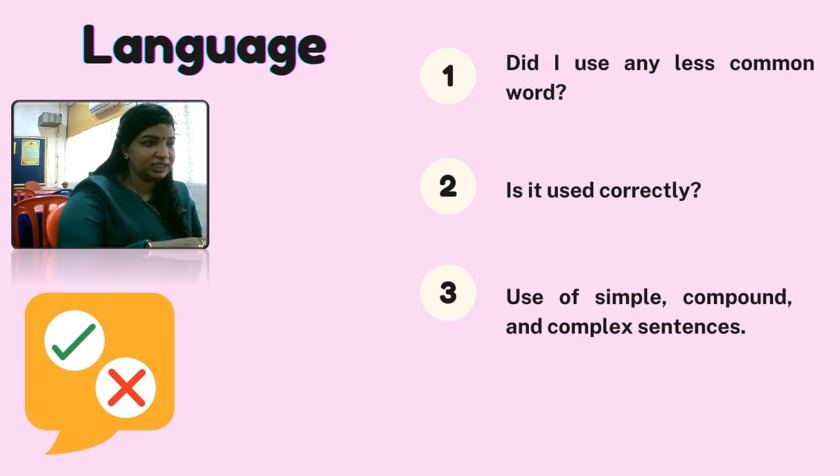Moving on. Okay, the next part would be language. In language, you should make sure to ask yourself, did I use any less common word and is it used correctly? Although you used bombastic words in your writing, in order for you to get marked in language, you must make sure that you use those words correctly. Next, you must always remember to use a variety of sentences when you're writing your essay, as in you can write a mix-up of simple sentences, compound sentences, as well as complex sentences.